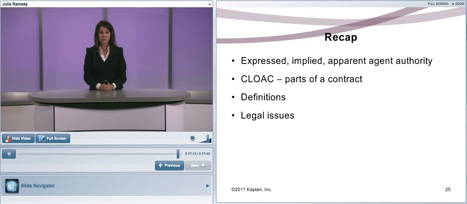We talked about the parts of a contract, and the acronym we're going to learn is CLOAC, C-L-O-A-C. So I always think of that cloak I'm putting on. What makes insurance contracts different? There's a lot of definitions in this section, and we also talked about the legal issues affecting insurance contracts. So make sure you spend time on those definitions.